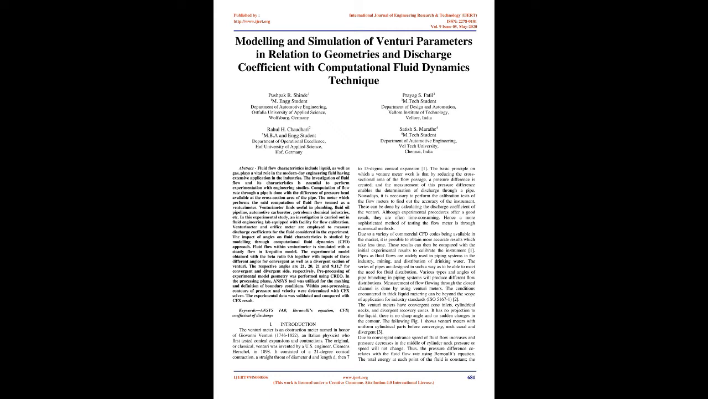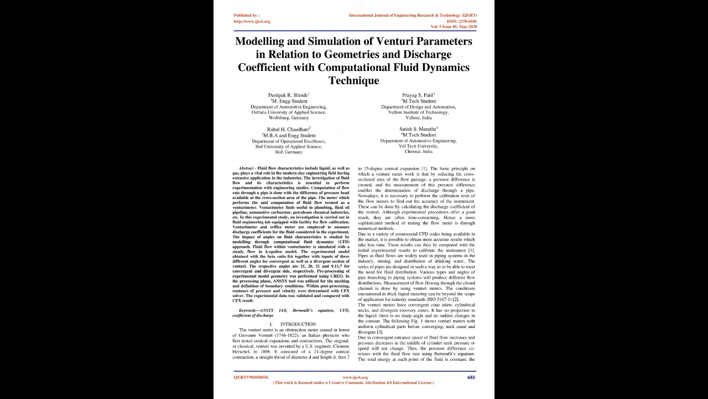Computation of flow rate through a pipe is done with the difference of pressure head available at the cross-section area of the pipe. The meter which performs the said computation of fluid flow is termed a Venturi meter. Venturi meters are useful in plumbing, fluid oil pipelines, automotive carburetors, petroleum chemical industries, etc.